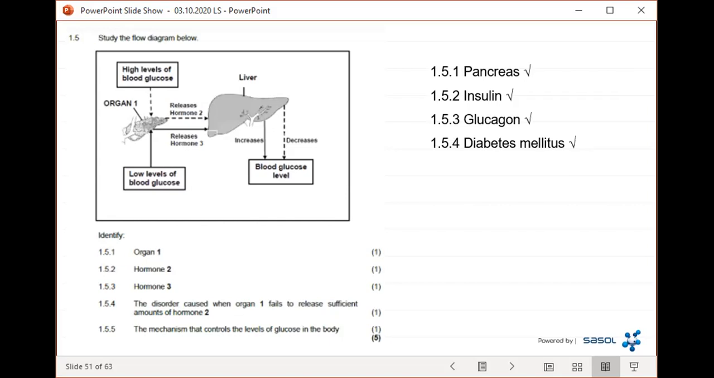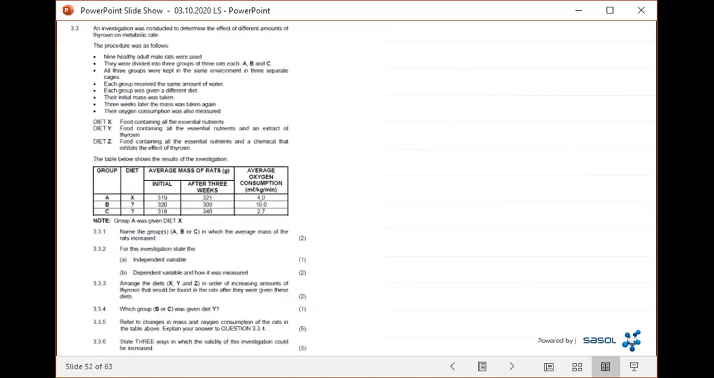Right. Then question 1.5.5, the mechanism that controls the levels of glucose in the body. That would be the negative feedback mechanism. Right. So this question is part of section A, which are our short questions. And then we move on to the next question, which is question 3.3, and it reads, an investigation was conducted to determine the effect of different amounts of thyroxine on metabolic rate.